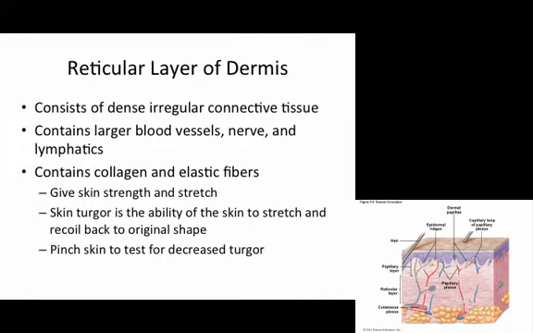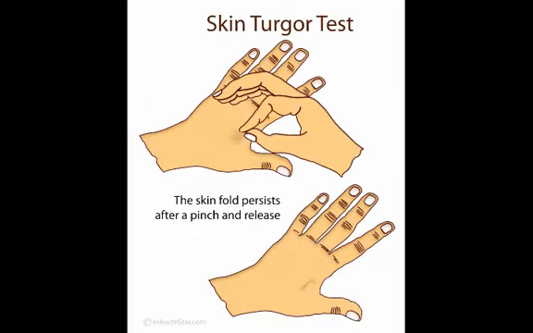Skin turgor is the ability of the skin to stretch and then recoil back to its original shape. Pinching the skin in a person who is well hydrated will show that the skin returns to its normal shape. Pinching the skin in a person who is dehydrated will show that the skin remains pinched, and this person is considered to have poor skin turgor.